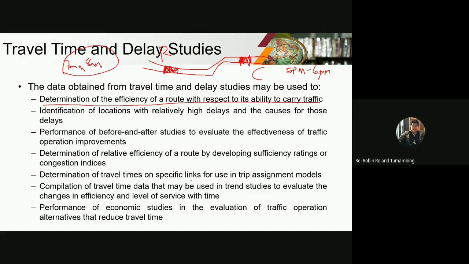Determination of travel times and specific links for use in trip assignment models. So itong trip assignment models, you will be encountering this on your transportation planning subject siguro next year, on your 4th year. Okay? Compilation of travel time data that may be used in trend studies to evaluate the changes in efficiency and level of service with time. And lastly, performance of economic studies in the evaluation of traffic operation alternatives that reduces travel time. Of course, no?